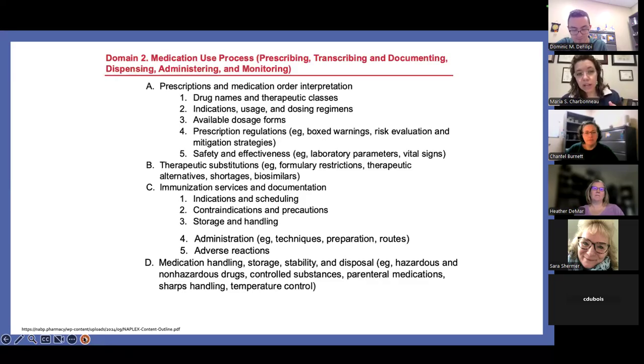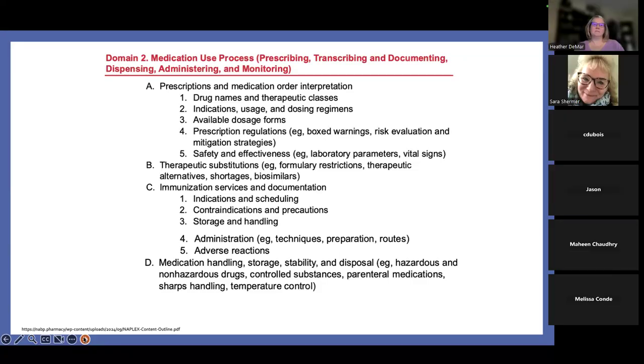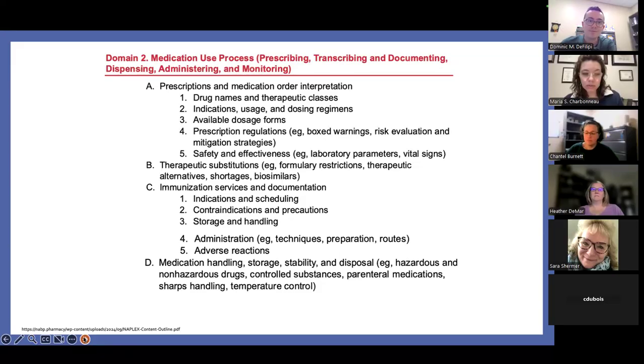This is how the second domain is broken down. Things like the order interpretation, so talking about drug names, classes, indications, regulations, contraindications, etc. All of these things are going to fall under the second domain. So as we are working with our students on rotation, I think it's helpful again to have a general sense of what the NAPLEX is testing. If we are working in an environment where we can question them on their drug names and therapeutic classes, we're helping them work on this part of the NAPLEX specifically.